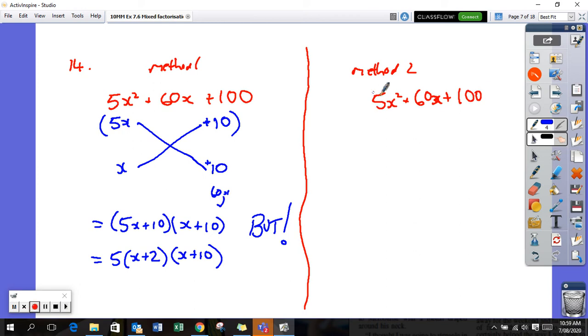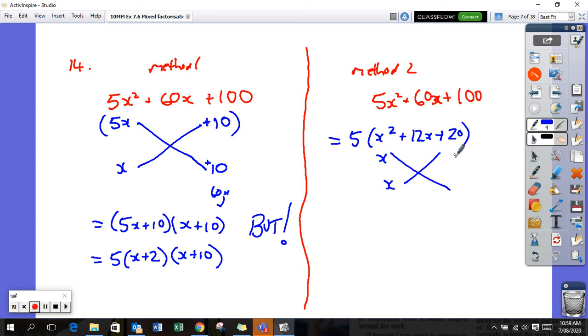Now, the other way, what we could have recognised straight away is that 5 is common. Sorry about the mess in the middle. So I could have straight away just taken 5 out. We've got x squared, 5 times 12 is 60, so 12x, and 5 times 20 is 100. And then we just do flag and cross on this simpler one.